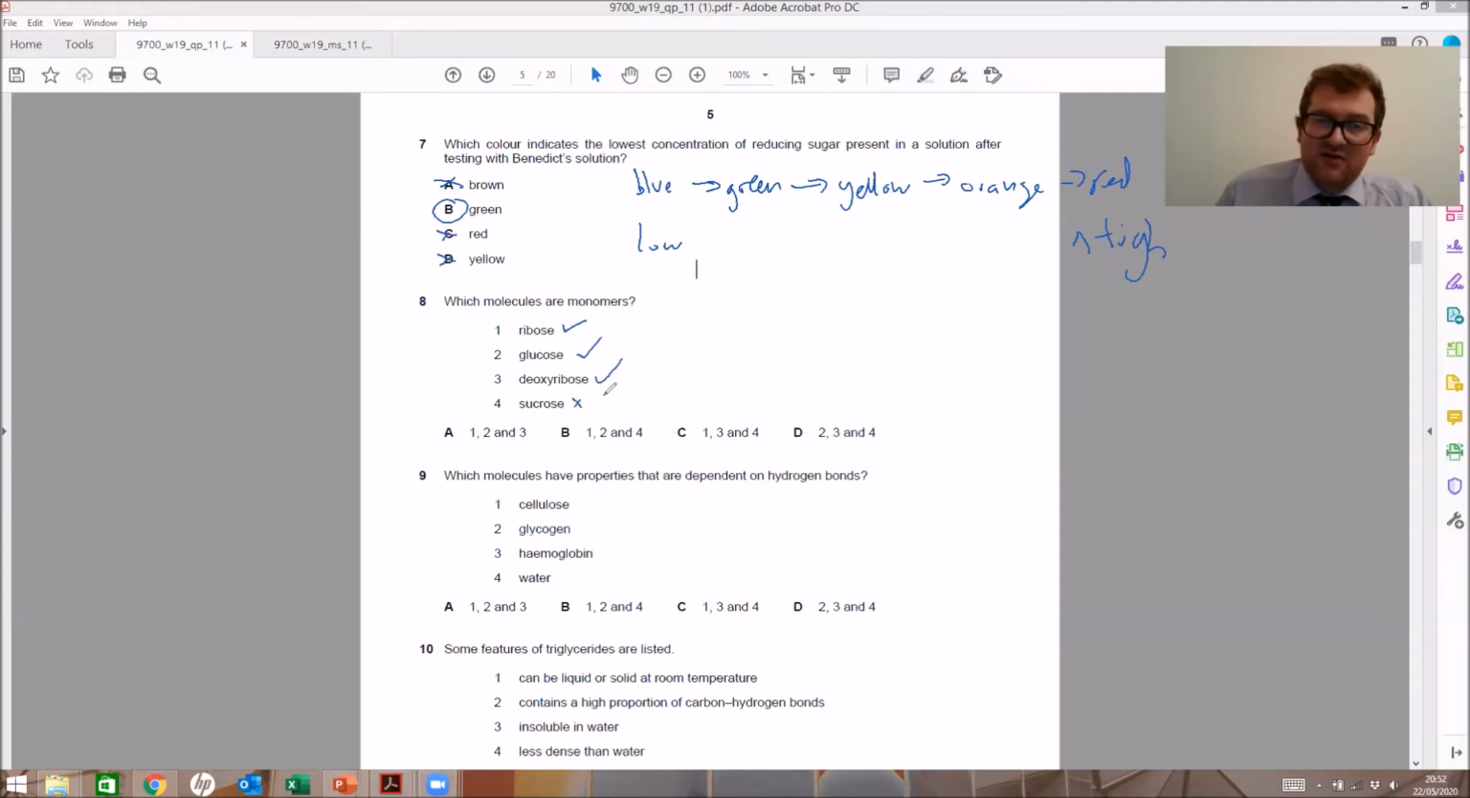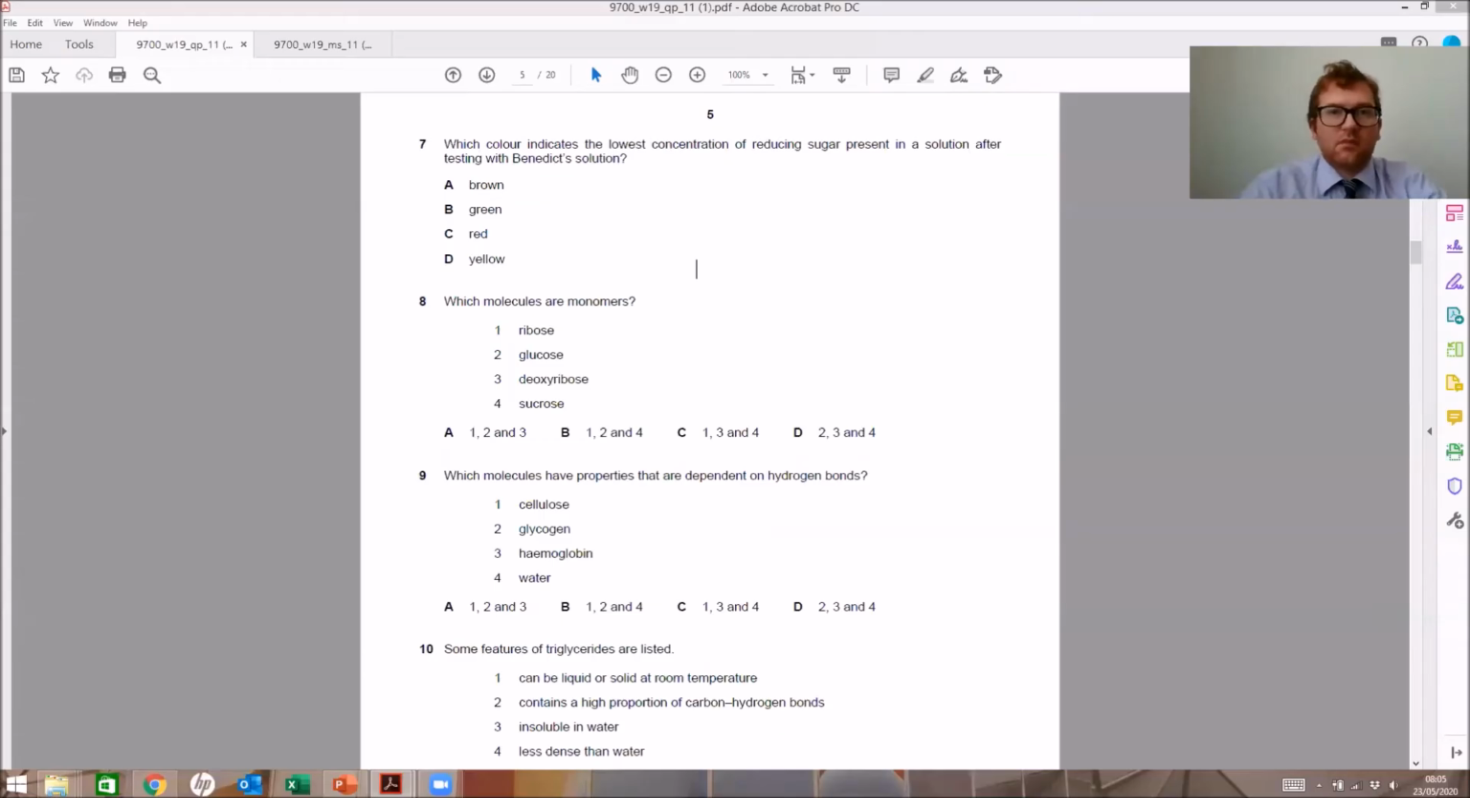This is a combination of glucose plus fructose. So sucrose is not a monomer here. And as a result, the only option is A. So 4 is clearly not a monomer. And as you can see, by knowing that, it eliminates the other 3 options straight away.